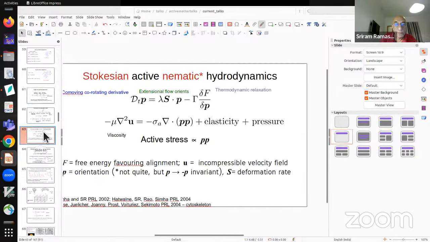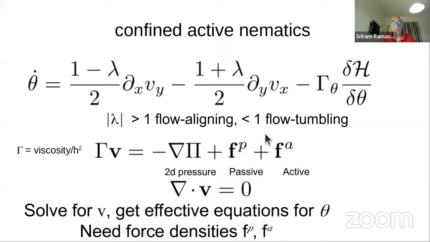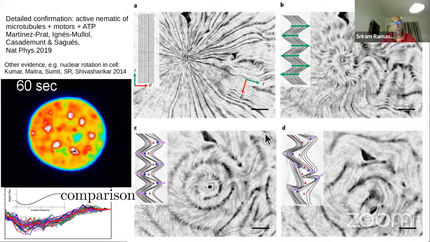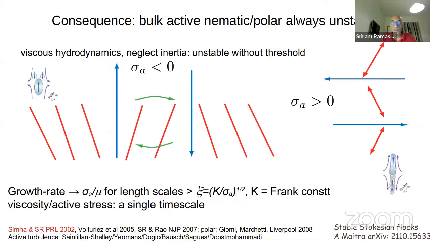So I have an active stress proportional to PP, which means I have an active stress that's proportional to NN, right? So if the magnitude of P is constant, just a moment, sorry.